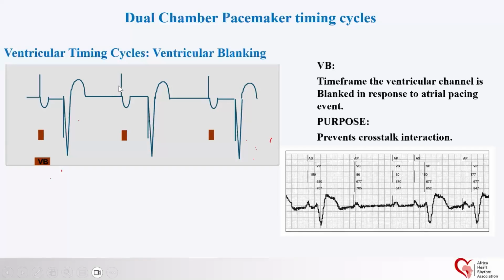The ventricle blanking is initiated by a paced atrial event, as we can see here. In the ventricle blanking, we also have a ventricle safety period that serves the same purpose: to avoid this kind of problem. The ventricle channel detects a spike from a paced atrial event and considers it a ventricle event, which is not correct, and this can inhibit the pacing in the ventricle.